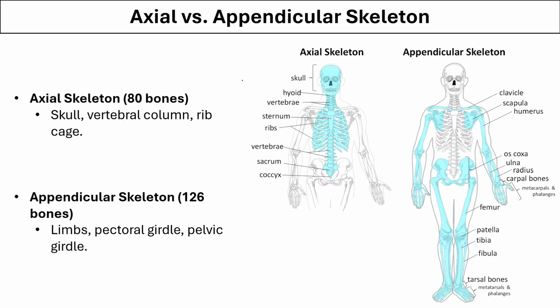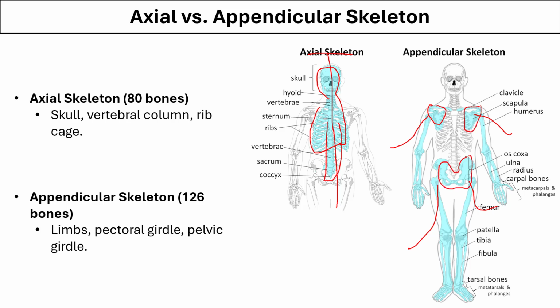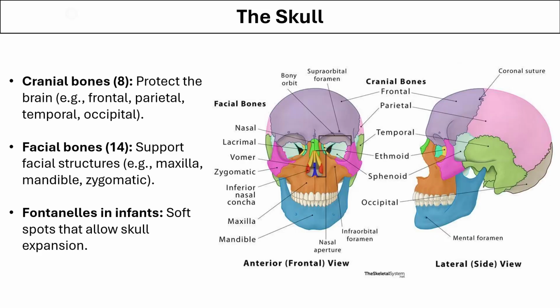The skeleton is studied in two different parts: the axial skeleton, which contains the skull, the vertebral column, and the rib cage, so this runs through the axis of the body. Then the appendicular skeleton is what extends from the main axis of the body, containing your limbs and your girdles, the shoulder girdle and your pelvic girdle, which are extensions from your body.